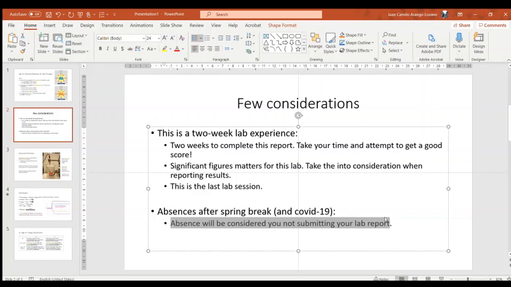So please start doing your math as well. Count how many absences you had throughout the semester, and if you have any concern about that, please let me know.